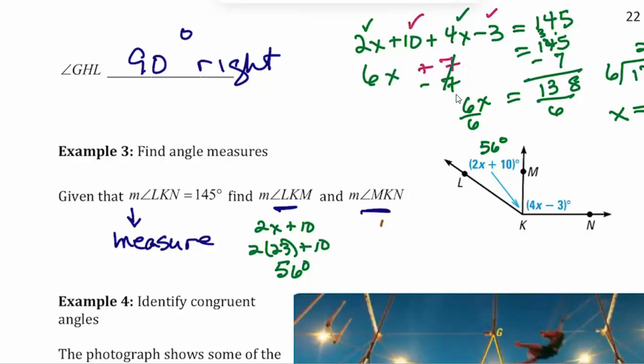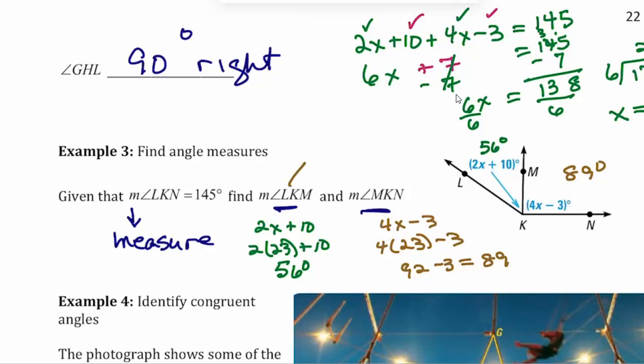MKN was 4x minus 3. So 4 times 23 minus 3. 4 times 3 is 12, and the 2 carry the 1. 4 times 2 is 8, and 1 is 9. 92 minus 3 gives me 89. So then this angle had to be 89. And now let's just make sure that they sum up to 145. And they do, so I know I have them correct.